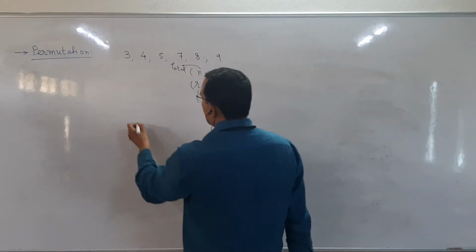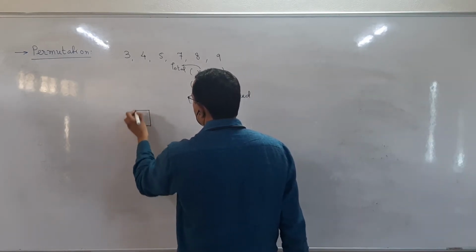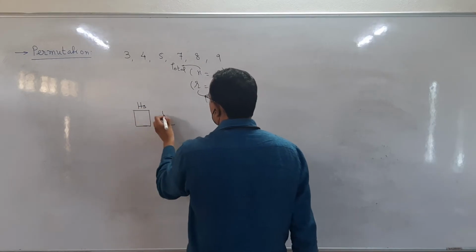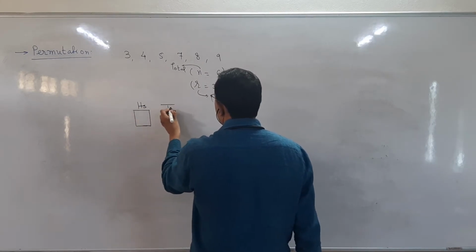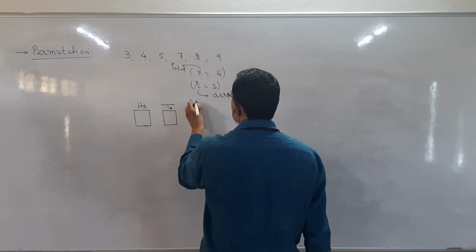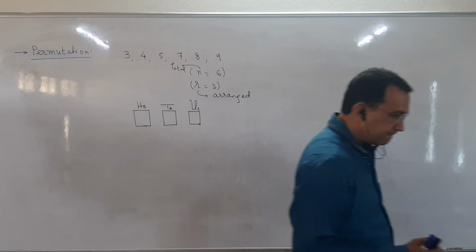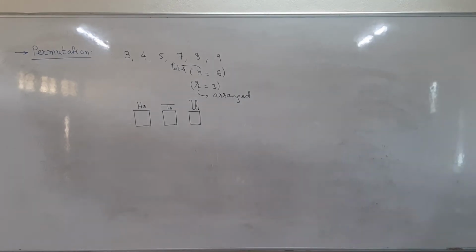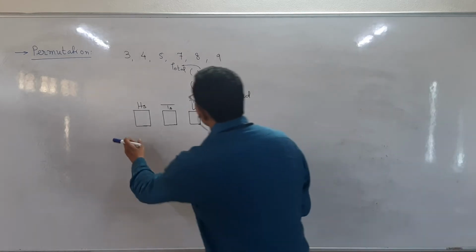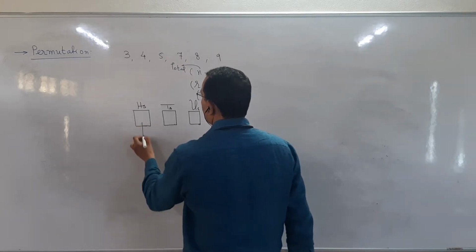So students, I am drawing 3 boxes. This is the hundreds place, this is the tens place, and this is the units place. 0 is not a digit here, plus repetition of digits is not allowed. Now I can start from either end. I am starting from the hundreds place.